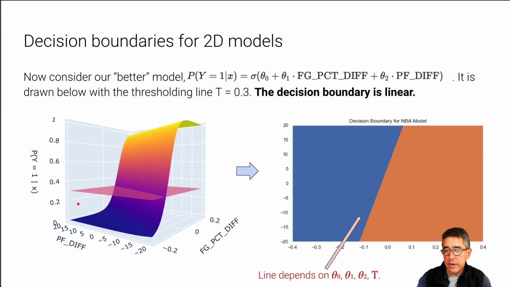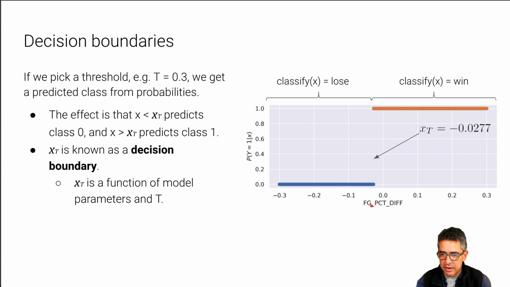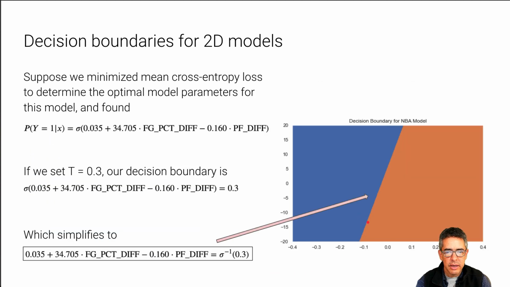That may not look like a linear function because there's this sigma here, the logistic function, which is nonlinear. But remember what we did when we were in 1D, and we said, well, if this is sigma equals 0.3, then the inverse of this gives us the value of x where the decision boundary happens. Well, we can do the same exact thing here. We can apply the inverse function of sigma on both sides. The inverse sigma of 0.3 is going to be just a number. Remember, these are the log odds, so we know exactly what this is going to be. We did that algebra in the previous lecture.